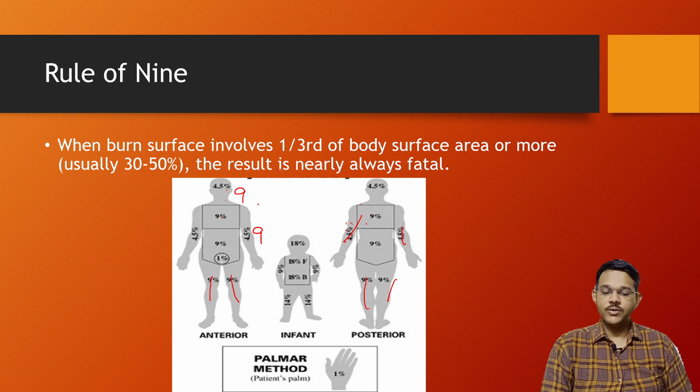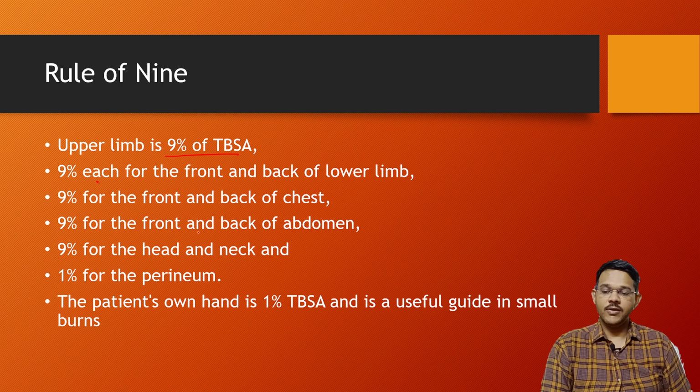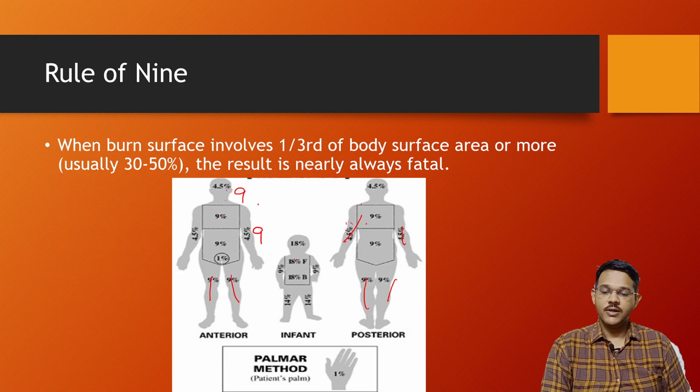So for 100%, it requires 81%. So 9% for head and neck, and lastly 1% which remains is the perineum, that is 99%. So there is 99% involvement seen, and 1% is given for the perineal region, which makes the 100% burns.